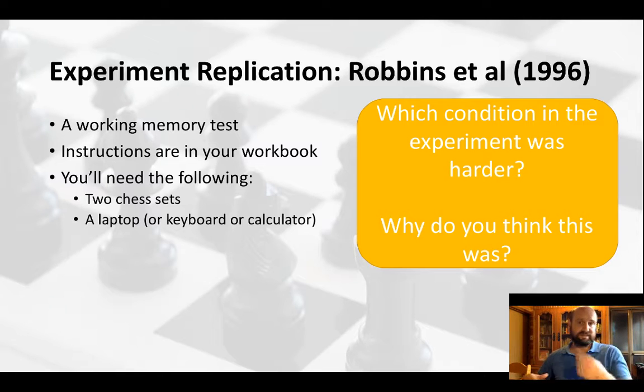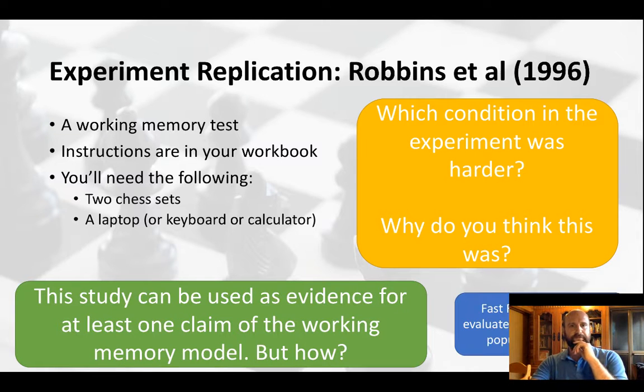What should happen is the keyboard calculator condition is much harder because both things are requiring the visuospatial sketchpad, and so it's of a limited capacity. They're kind of competing with each other with that limited capacity, so it's very much harder to remember. Whereas the phonological loop and visuospatial sketchpad are using different systems, so the capacity doesn't really max out, so they end up making fewer errors and it's easier. And that's what happened in the study as well.